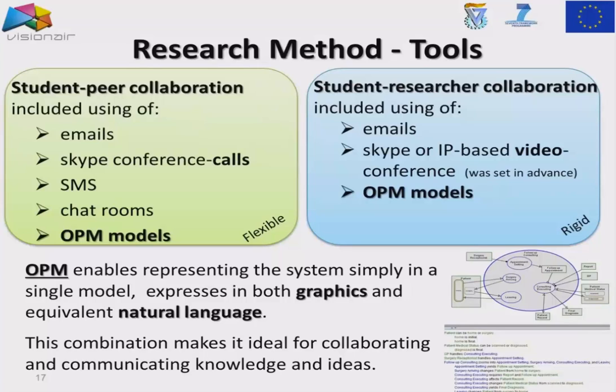An important thing to mention is that the collaboration between the peers was flexible. They send emails to each other, they send SMSs, they talk to each other. And the collaboration between the students and the European researchers was quite rigid because they had to schedule a meeting. There were 3 or 4 meetings, and they talked to the distant researchers. Not every time they wanted to ask something, they could just ask it. It was much more rigid than the collaboration between themselves, and they use the OPM, which enables representing the system simply.